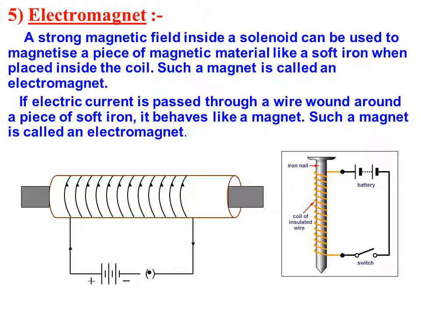Electromagnet means when the magnet is formed by passing the electric current. It is also a temporary magnet, because it behaves like a magnet only when the current is passing. If you stop the supply of current, then it again becomes soft iron. So such a type of magnet is known as an electromagnet, as you see in the picture.